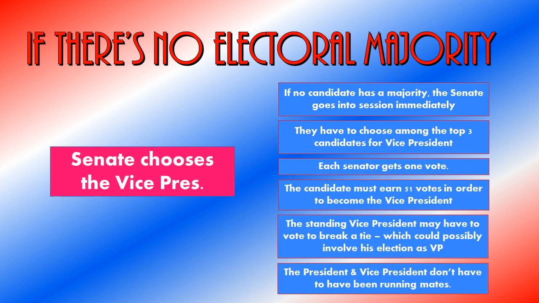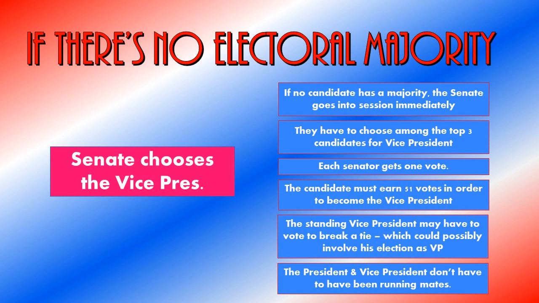When they counted the electoral votes, if no candidate got a majority of the votes, the Senate also has to go into session immediately. It will be the job of the Senate to choose the vice president. So, just like in the House, the senators will only be able to choose from among the top 3 electoral vote earners for vice president. So, among the top 3 candidates for vice president, the senators will have to vote.